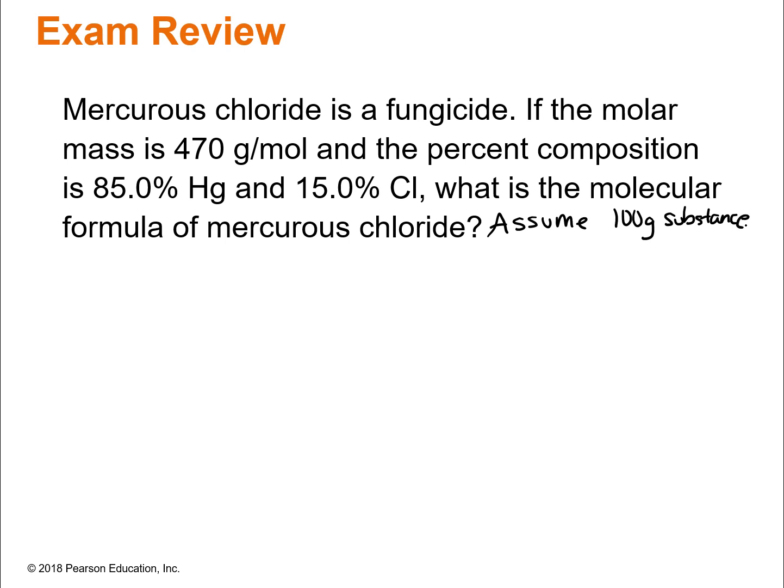So whenever you see one of these problems where you have a percent composition, you need to assume 100 grams before you can do anything with figuring out an empirical formula and a molecular formula. So instead of 85% and 15%, we can say 85 grams of mercury and 15 grams of chlorine. We convert those to moles.